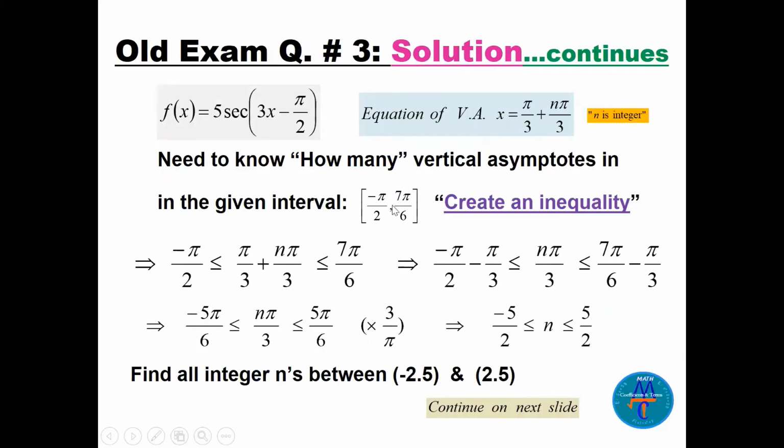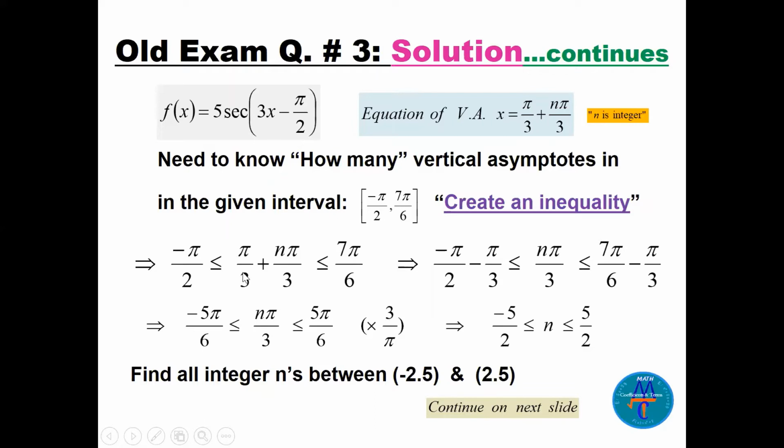Now, we have to know how many vertical asymptotes are in the given interval, minus pi over 2 to 7 pi over 6. See, this is the equation I have found before. So we create an inequality here. We put the equation of the vertical asymptotes between minus pi over 2 and 7 pi over 6. Remember, this is both closed. Sometimes both are open, sometimes half open, half closed. It depends on the given.